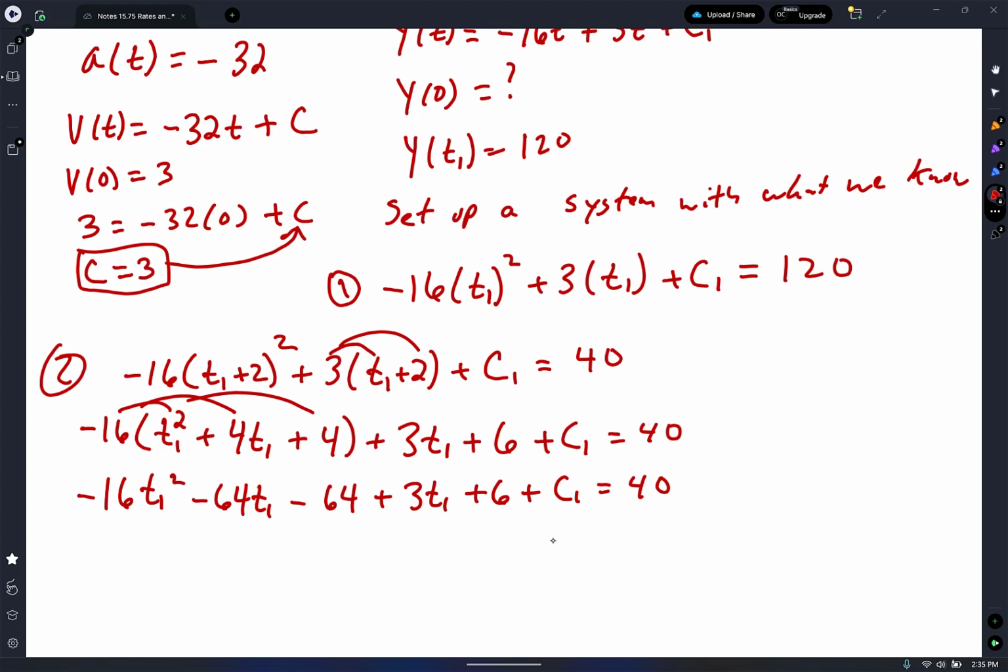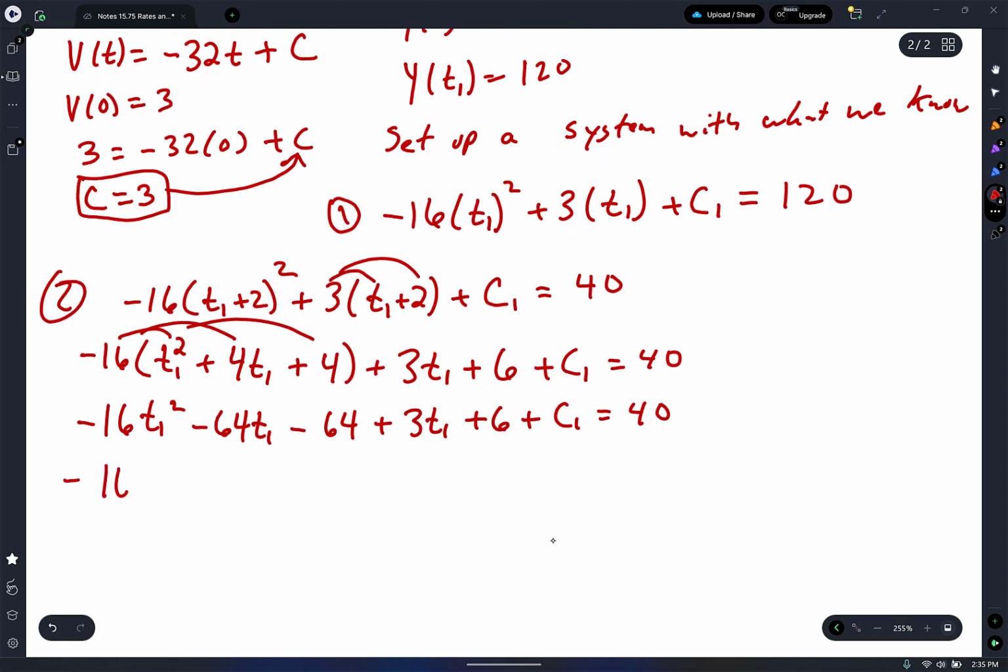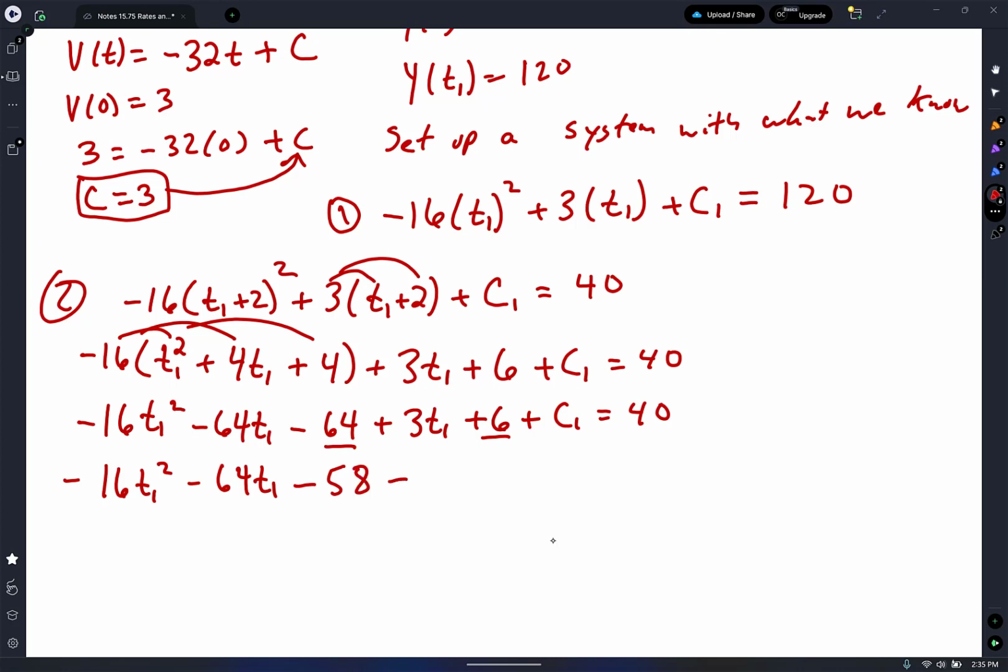And what I'm going to do is I'm going to move the negative 64. Well, I guess first let's add up. Combine like terms. Negative 16t1 squared minus 64t1. And then I do negative 64 plus 6. So that's going to be a minus 58. And I should have combined the 3t1. So let me go ahead and do that. I'm going to erase the 64 and I'm going to put a what?